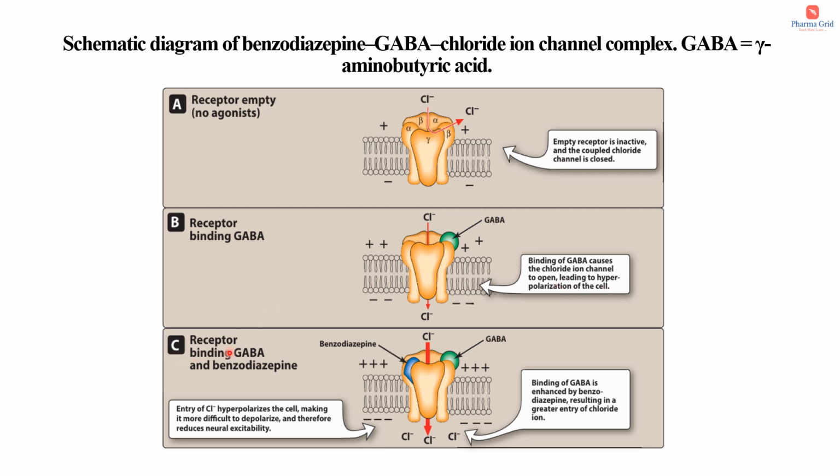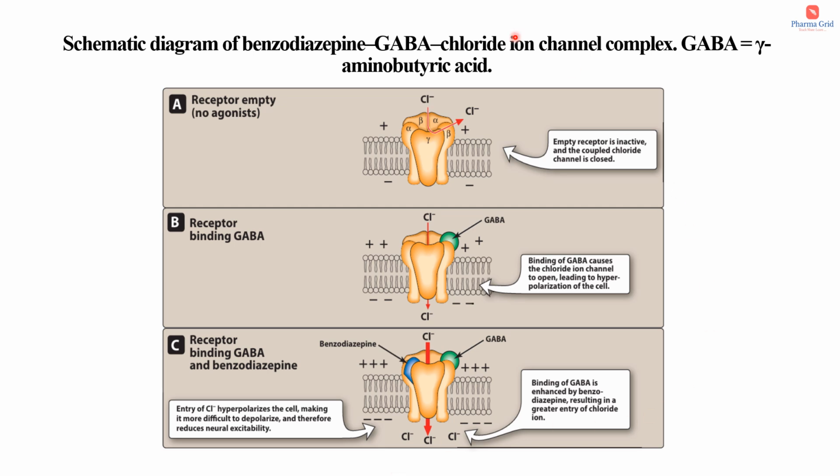That will lead to hyperpolarization of the cell. Now let's come to the third case, that is receptor binding GABA and benzodiazepine. So this is the third case. Here the GABA has bound to the receptor and also the benzodiazepine. Benzodiazepines bind to a site other than the GABA binding site. So the binding of GABA is enhanced by benzodiazepine, resulting in a greater entry of chloride ions. So what will benzodiazepines do? Benzodiazepines will potentiate the effects of GABA by increasing the frequency of chloride channel opening. So more and more chloride ions enter into the cell. The entry of chloride ions hyperpolarizes the cell, making it more difficult to depolarize and therefore reduces the neural excitability.